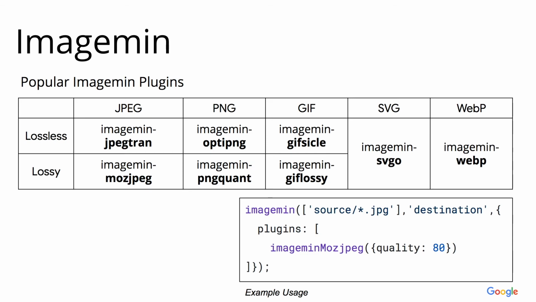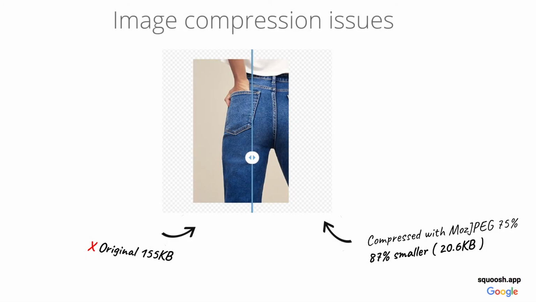With ImageMin, for example, you can target a specific folder and automatically optimize all images in this folder. Here's a quick example. I took this image from a client site, and the original image was 155 kilobytes. I compressed it with the MozJPEG tool at 75% quality, and the image was 87% smaller. So 20 kilobytes versus 155 kilobytes.